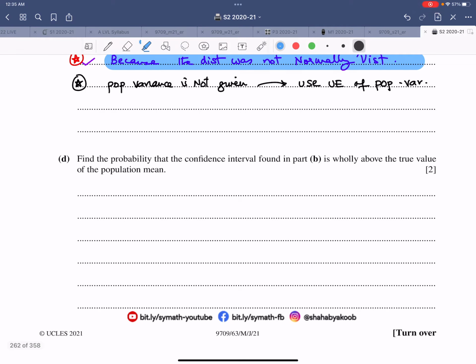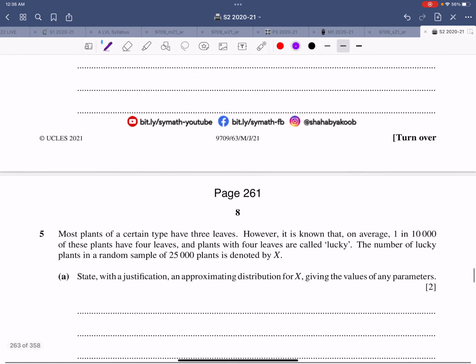Find the probability that the confidence interval in part B is wholly above the true value of the population mean. Now this is some basic calculation. Between these two values is 98%. This above is 1%, this below is 1%. From here to here, this is the confidence interval. Find the probability that the confidence interval is wholly above the true value. So the answer is 1%. And if it said wholly below the true value, then the answer is still 1%. So 1% for below and 1% for above. So 4 questions are done.